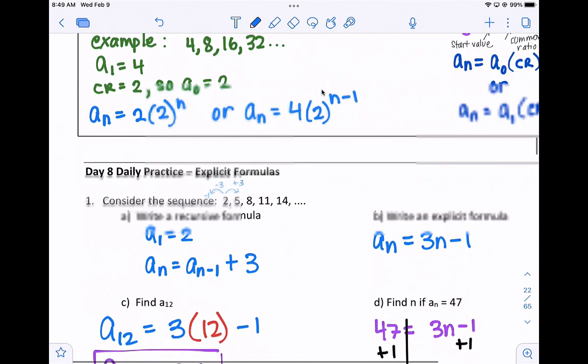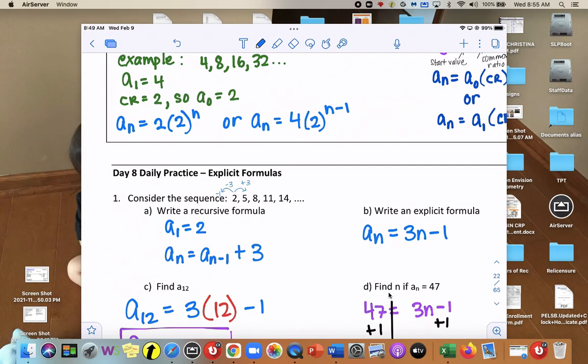So your assignment is to practice day 8. I'll post this answer key online so you can check your answer.